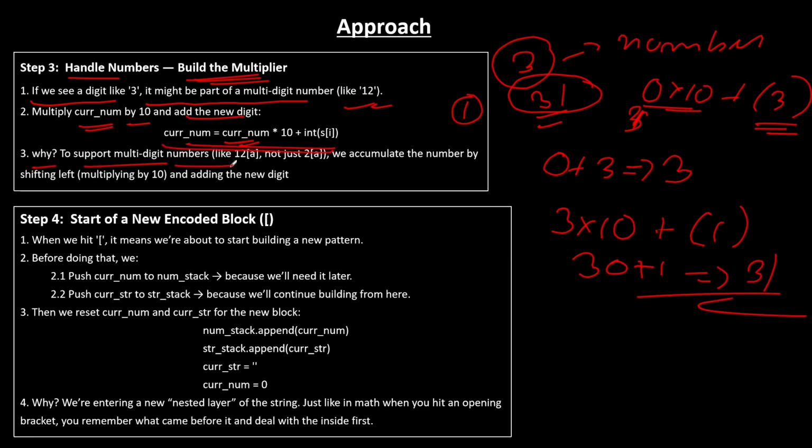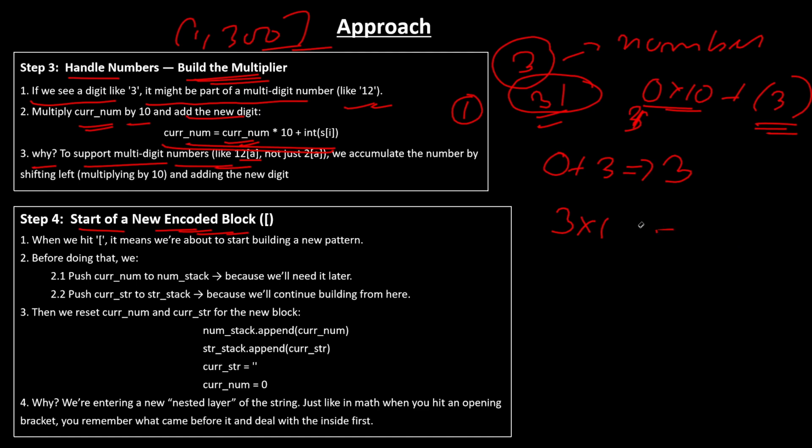Why? To support multi-digit numbers, as I already said. If it is 12, if it is 31, if it is 431, whatsoever. The range is from 1 to 300 as stated in our constraints. Got it? Now step 4: the start of a new encoded block. This is an interesting part. Let me clear this.